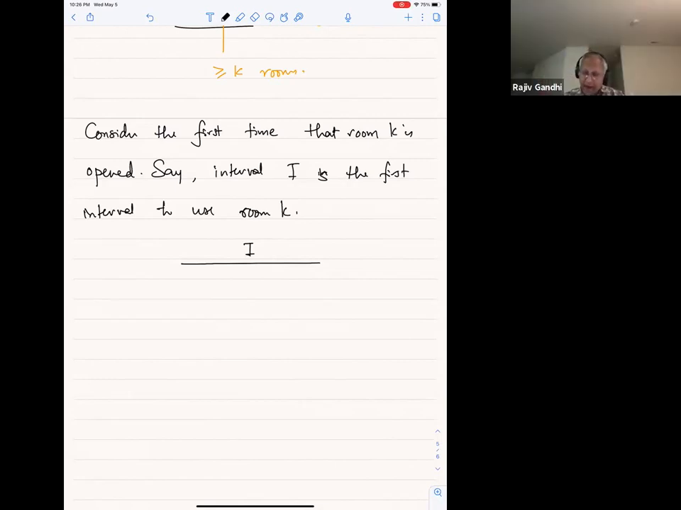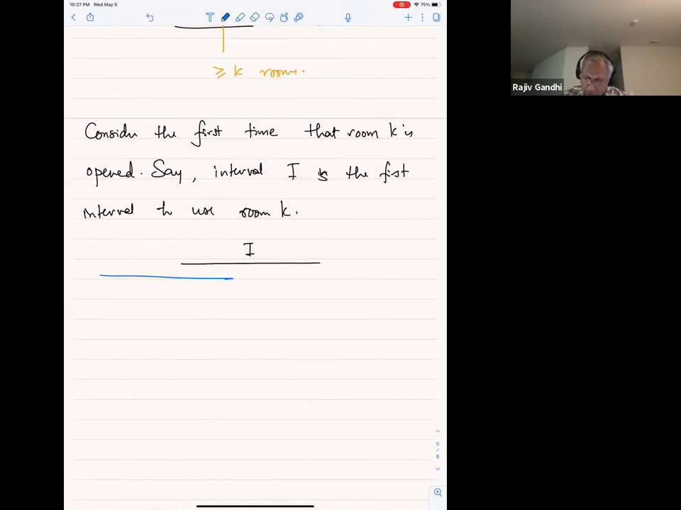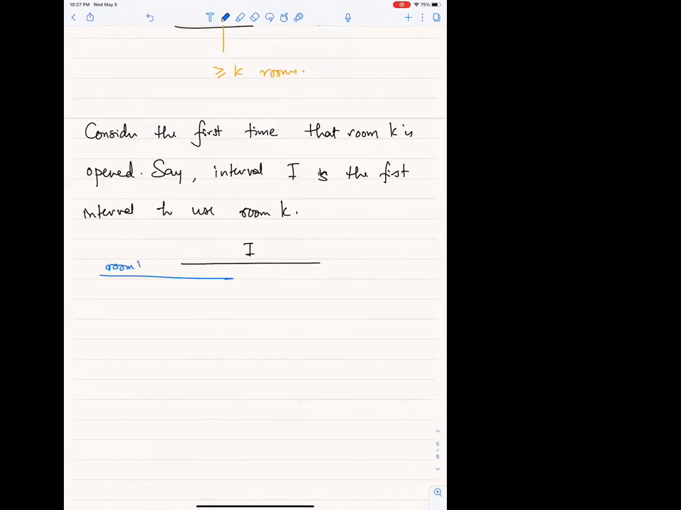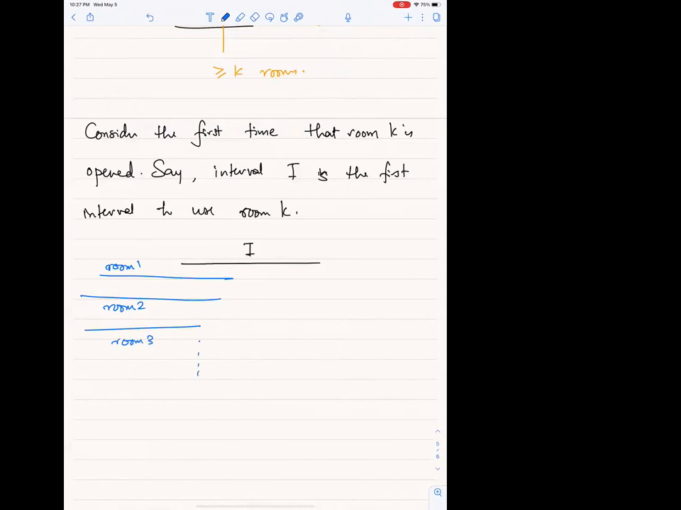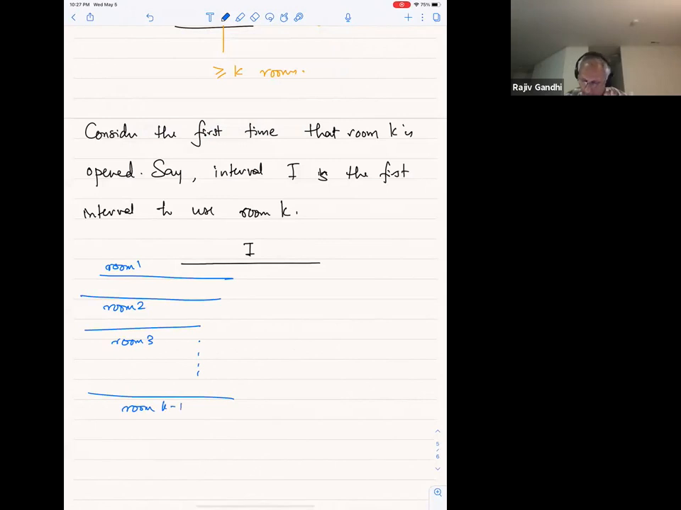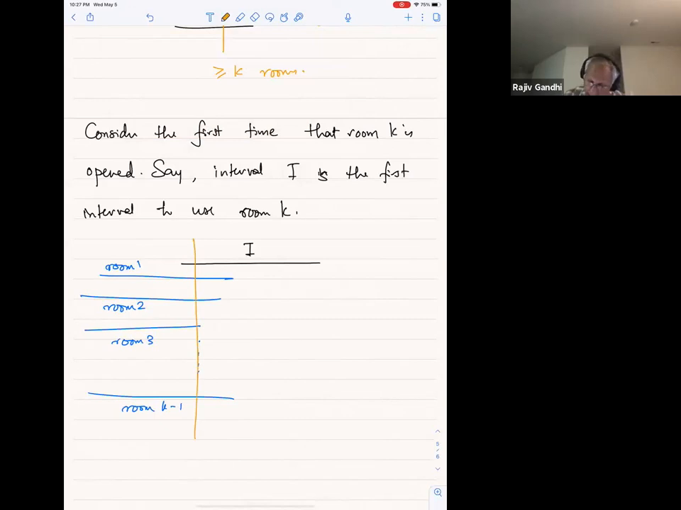Which means I was overlapping with somebody in room 1. I was overlapping with somebody in room 2. I was overlapping with somebody in room 3. And so on until room K minus 1. And now if you take a vertical line through here, it will go through all the intervals. And how many of the intervals are there? K. And so I must use K rooms and we are done.